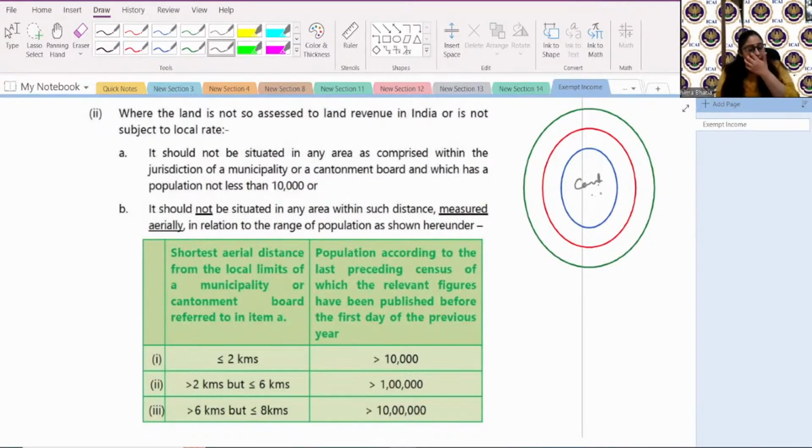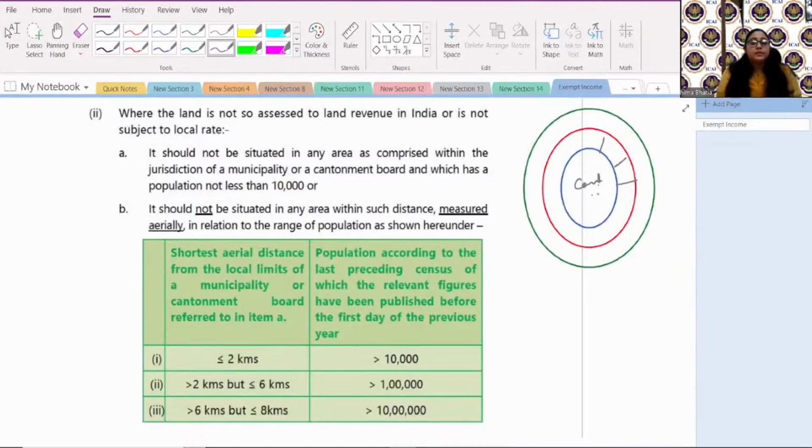Then within 2 kilometers of the cantonment area, in any site within 2 kilometers aerial distance, any land situated would be covered here, and hence the farm building situated on such land would be covered under the purpose of the agricultural income definition.